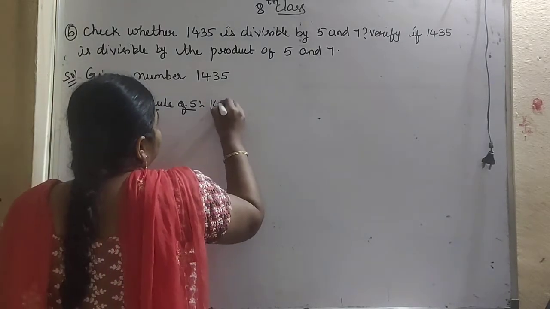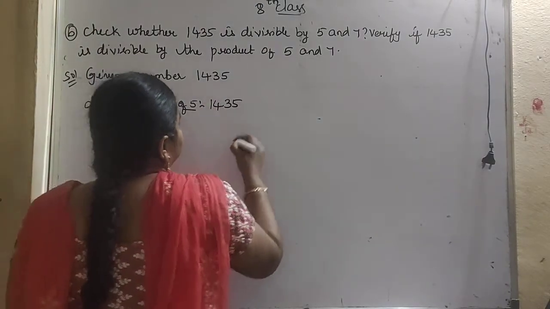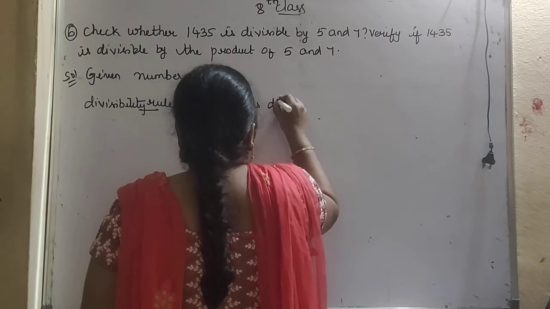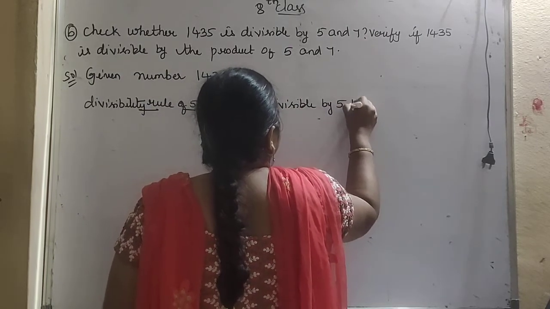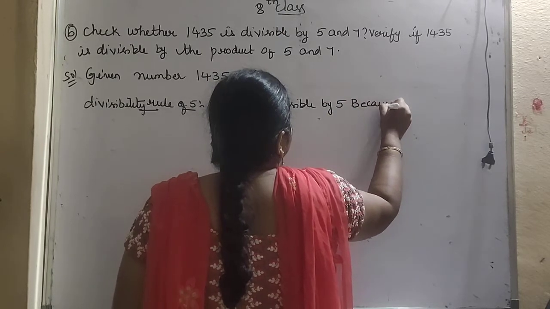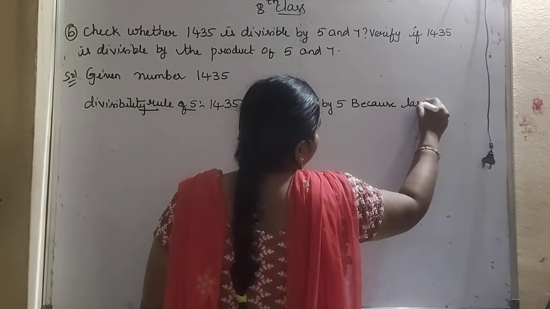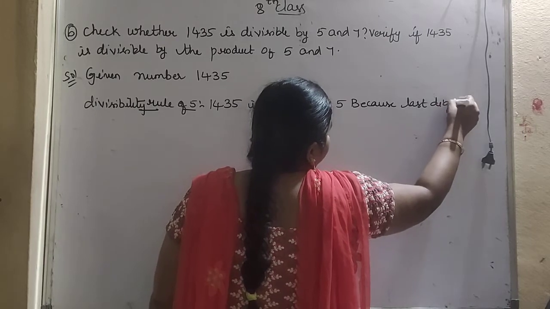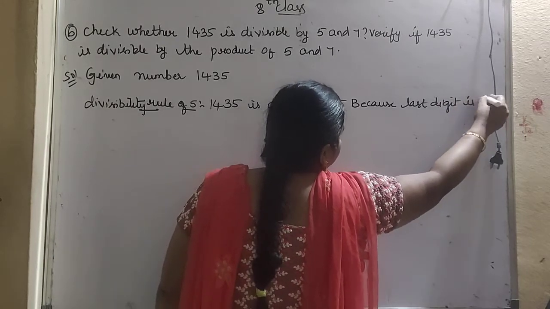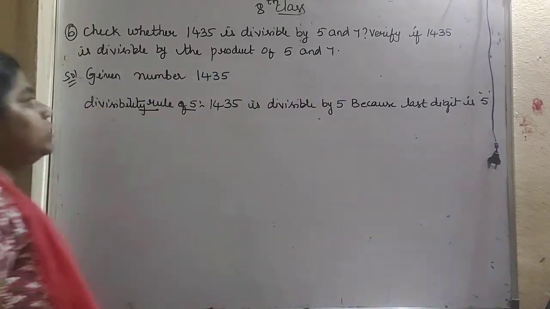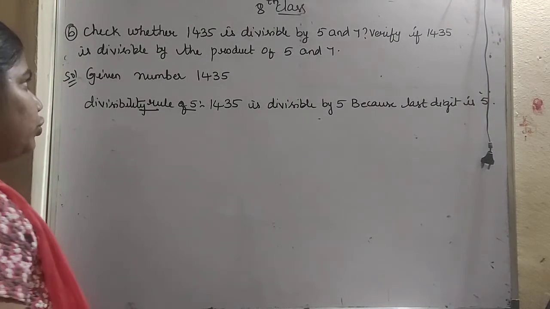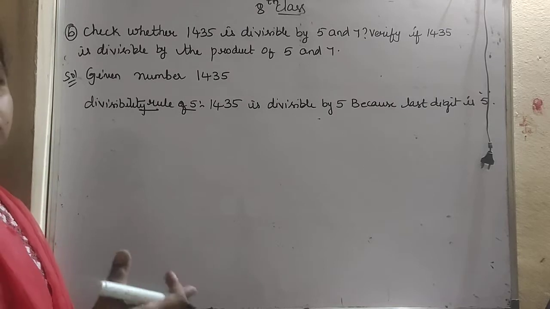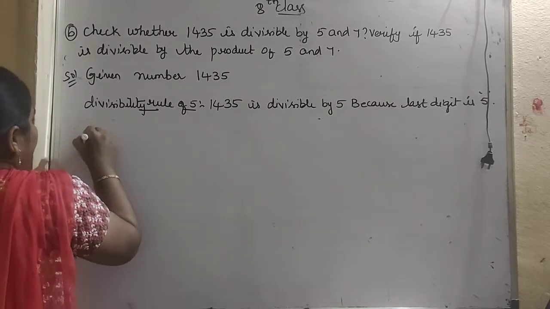So 1435 is divisible by 5 because the last digit is 5. This is the divisibility rule of 5. Now we have to check whether it is divisible by 7 or not.